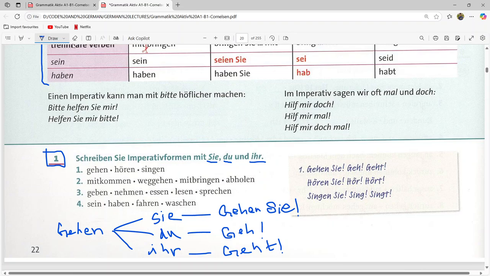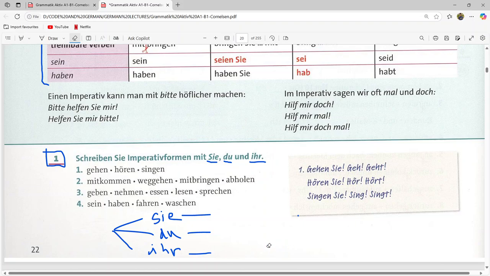Next verb is hören. Same case. So the verb is hören, and we have to write the Sie form. The Sie form will be the verb as it is, and at the end we add the Sie: hören Sie.